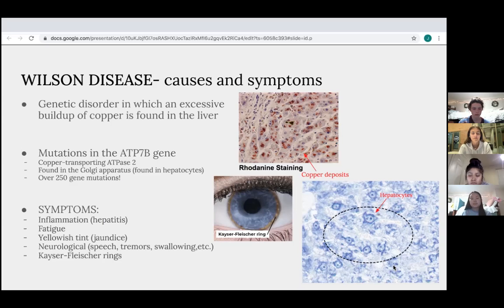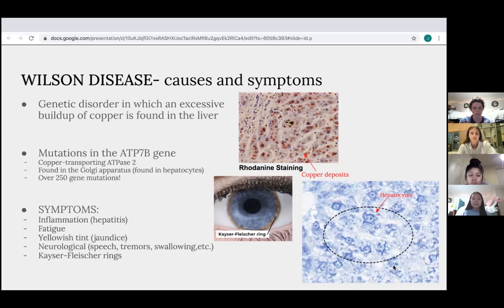And something that's special about these cells is that most cells only have about one Golgi apparatus, but there are many layers of Golgi apparatus in these cells. And so there's over 250 gene mutations. And so a lot of them are just missing parts of the gene, or it's just altered in some way that prevents the carrying out of the copper or any other metals, therefore leaving excess amounts in the liver.